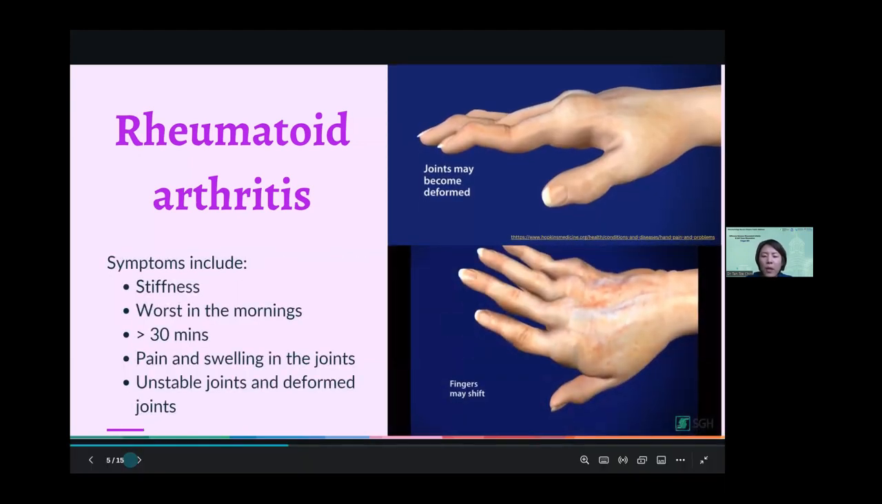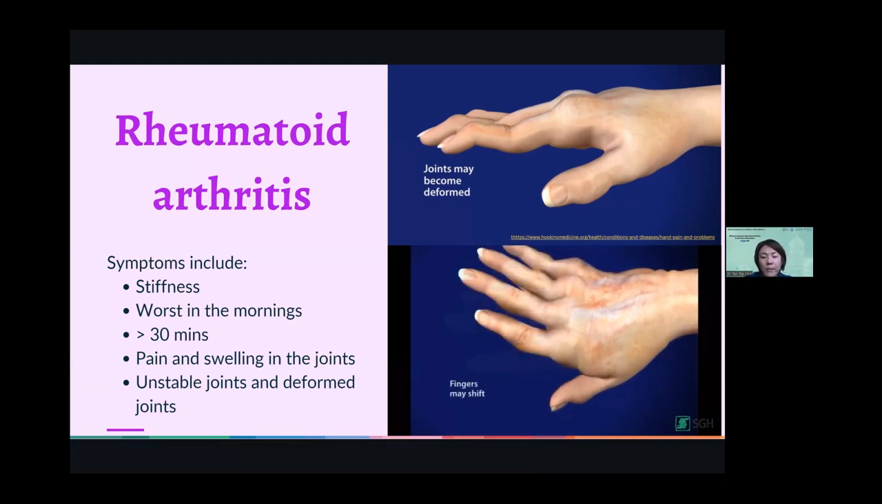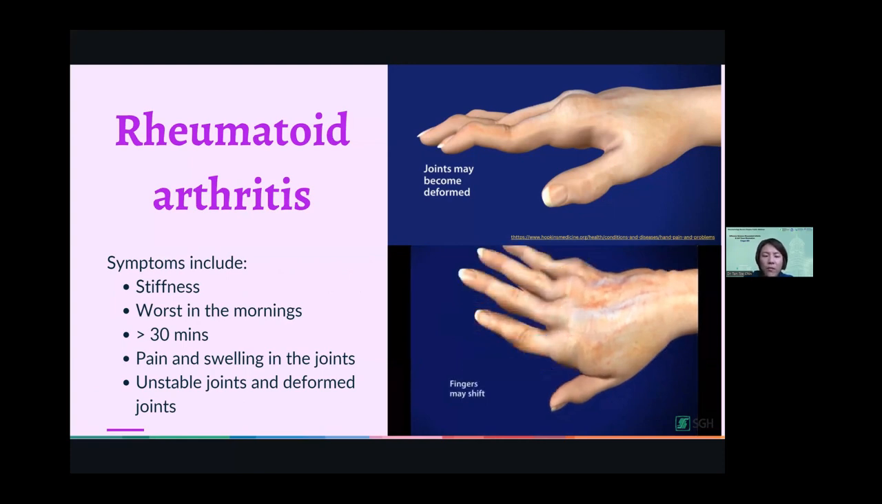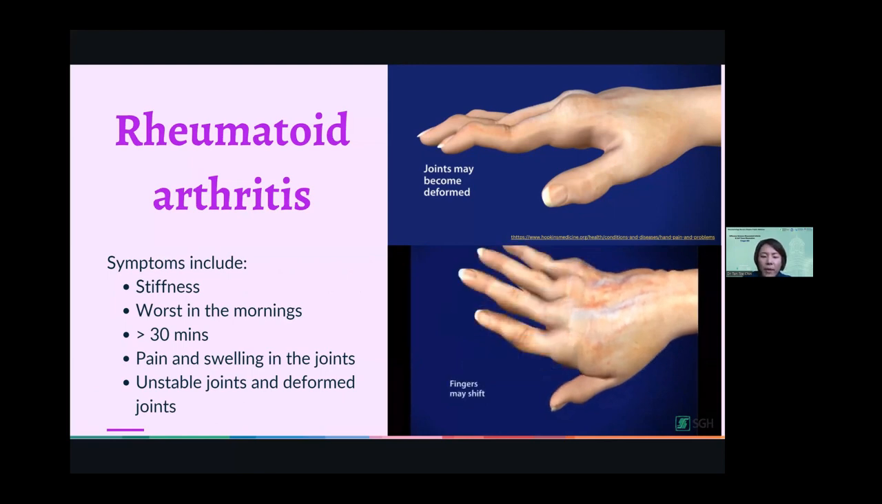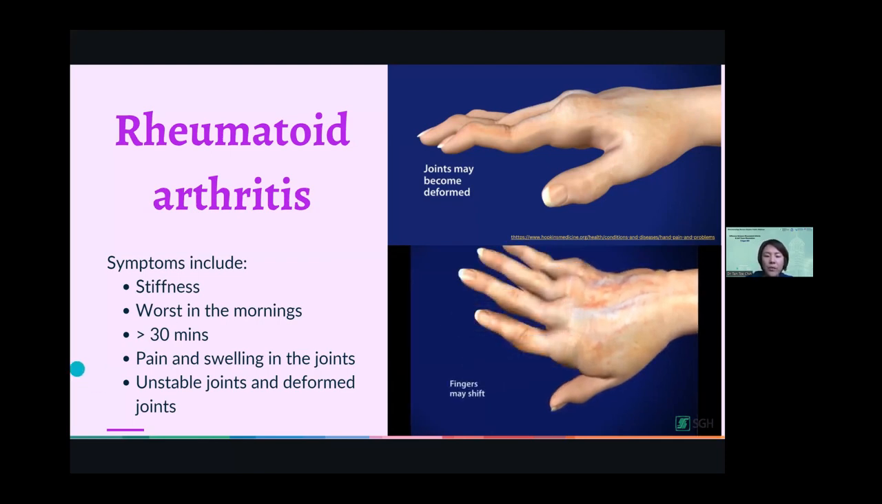The symptoms of rheumatoid arthritis in the hand can include stiffness. The stiffness is often worse in the morning. Many patients will report that they are unable to make a fist or do simple activities like brushing their teeth or put on their clothes in the morning. The stiffness will usually last for more than 30 minutes in the morning. It can also cause pain and swelling in the joints, especially at the base and the middle of the fingers, the hand, and the wrist. So these symptoms can severely affect the ability of the patients to carry out basic functions in their everyday.